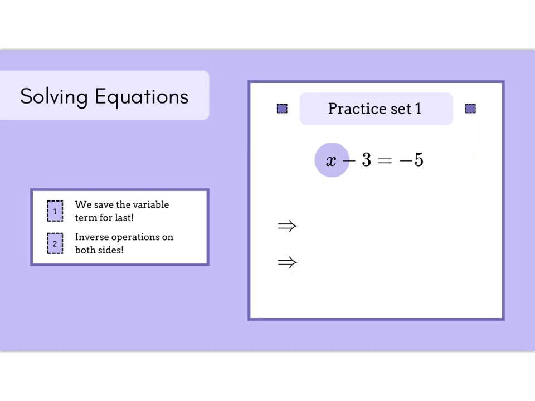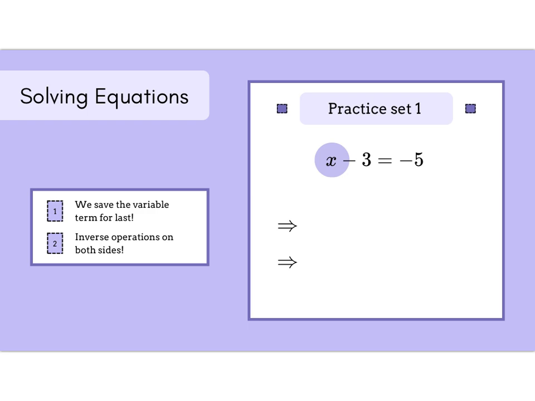Now we're going to look at 6 practice problems of solving 1 and 2-step equations. So first off, we're going to identify the variable term. So we've already circled it. It's going to be x, because x is our letter, our variable. Our main job is to get that variable by itself. The only thing that's keeping it from being by itself is this -3.